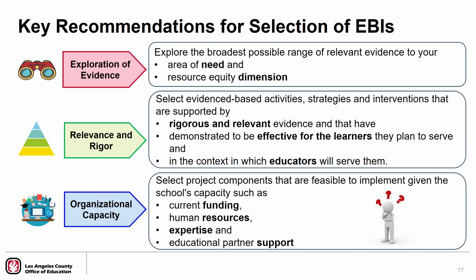1, exploration of evidence. Schools should review the broadest range of evidence to ensure that project components selected are addressing the area of need and the relevant resource equity dimension. 2, relevance and rigor. It's important to select program components that are supported by strong evidence relevant to the learner population and context, especially in settings and populations similar to those being served at your site.